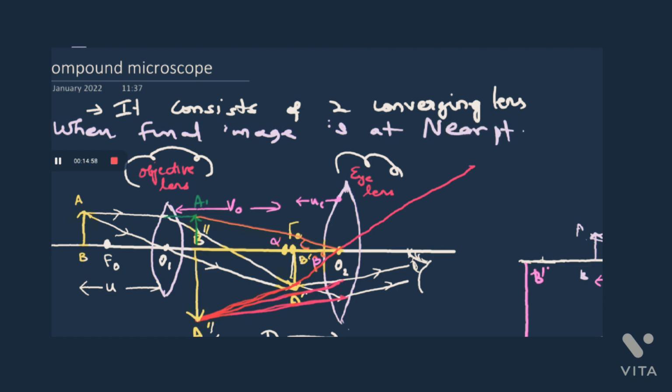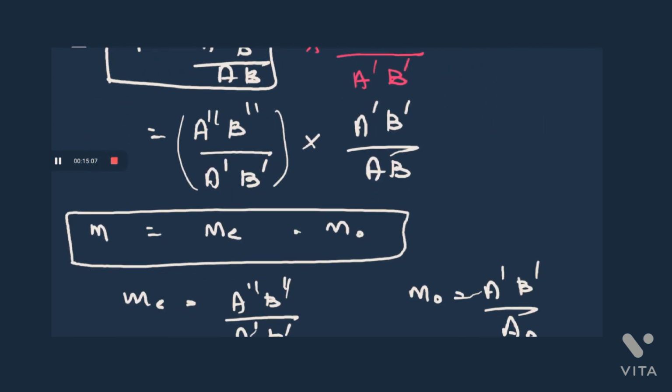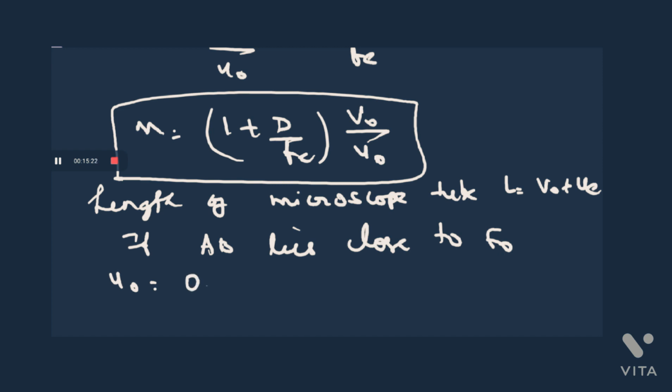You can repeat the same thing. For example, you have this formula, M is equal to 1 plus D by FE into V0 by U0. If I say that AB lies close to F0, your U0 will be O1B, which is approximated as it is very close.